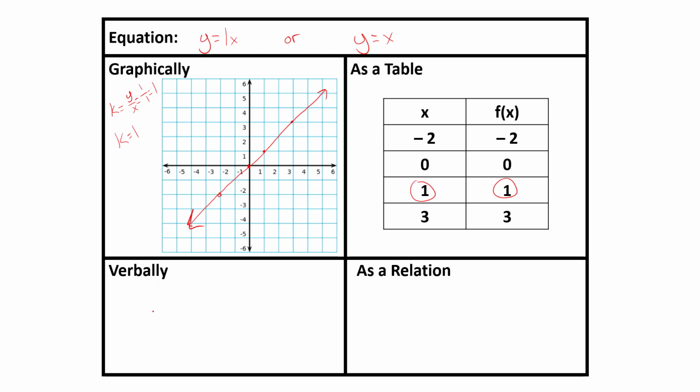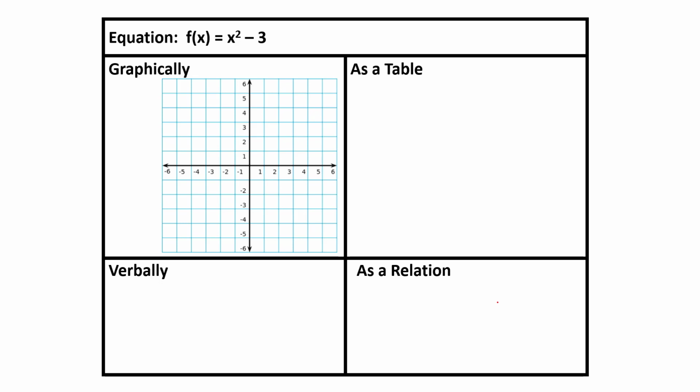All right, verbally, y is equal to a number. Now, another way I've heard these stated is you can say a number is equal to another number, and I'd be fine with that as well. All right, we're down to the relation. The table gave us 4 values. We're going to use those 4 values: -2, -2, 0, 0, 1, 1, and 3, 3. We've got our relation.